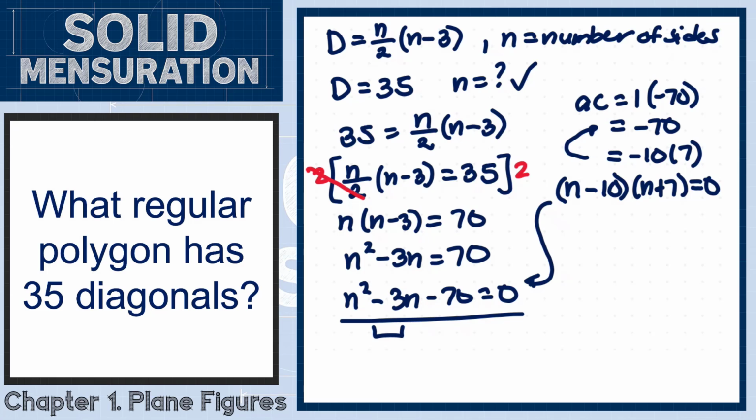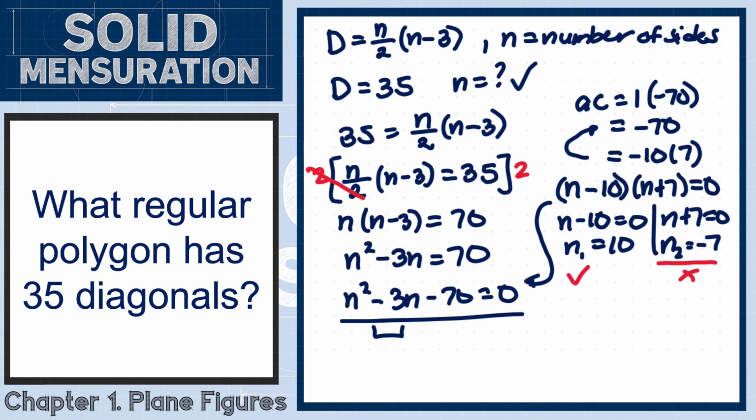By the zero product property, you have n minus 10 equal to 0, and n plus 7 equal to 0. Your first n is positive 10, and your second n is negative 7. But since n tells us the number of sides, we use the positive value, so this is not acceptable. We only get n is equal to 10. So what would be the regular polygon that has 35 diagonals? It's a polygon with 10 sides, and the answer for that is a decagon.